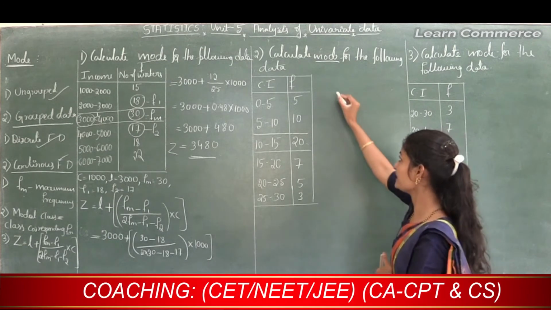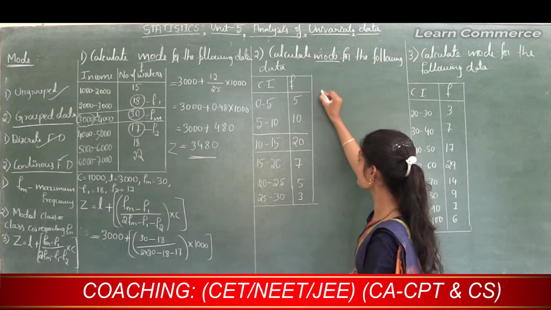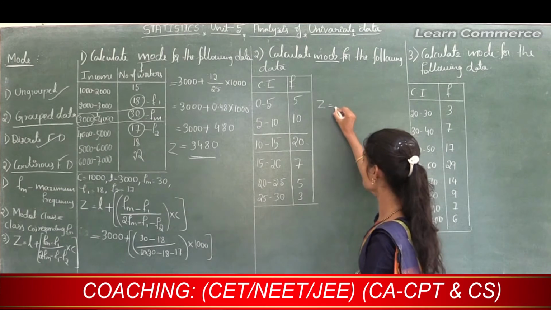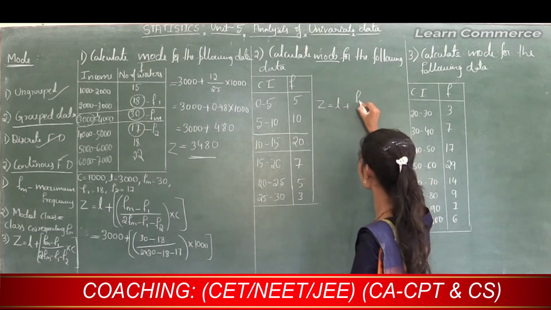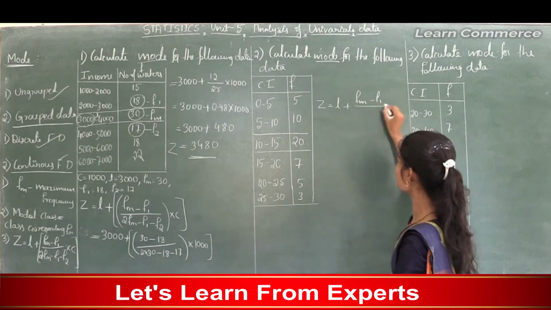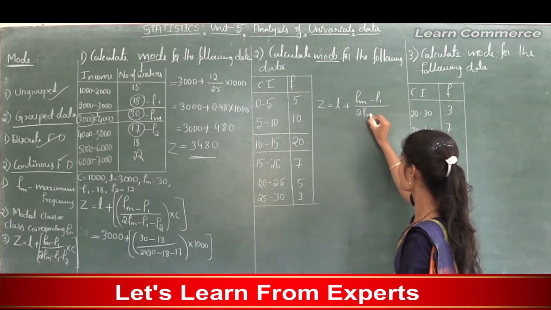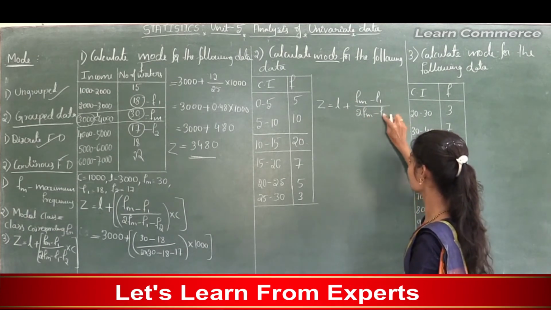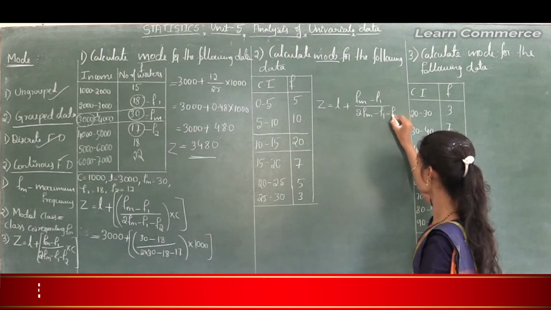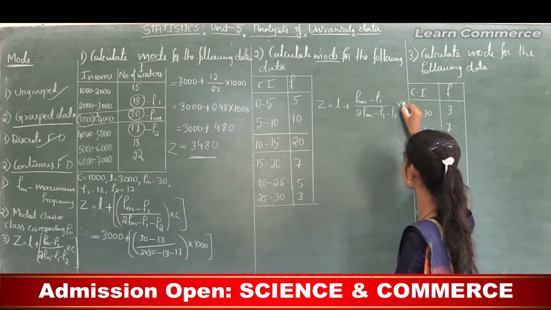So next, step 3 is the formula. Here the formula is Z is equal to L plus (Fm minus F1) divided by (2Fm minus F1 minus F2), into C.